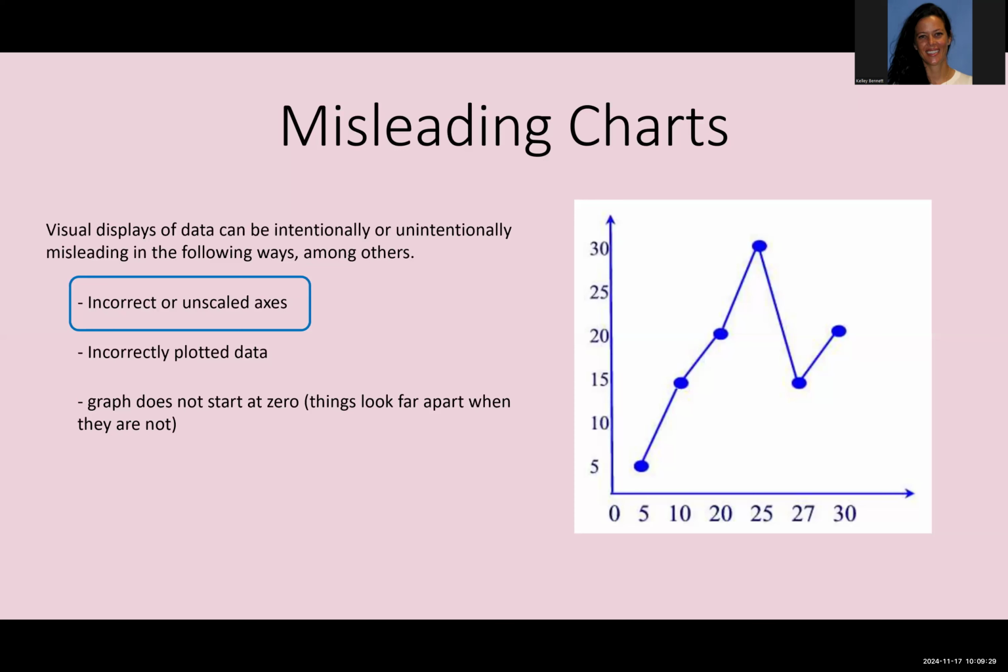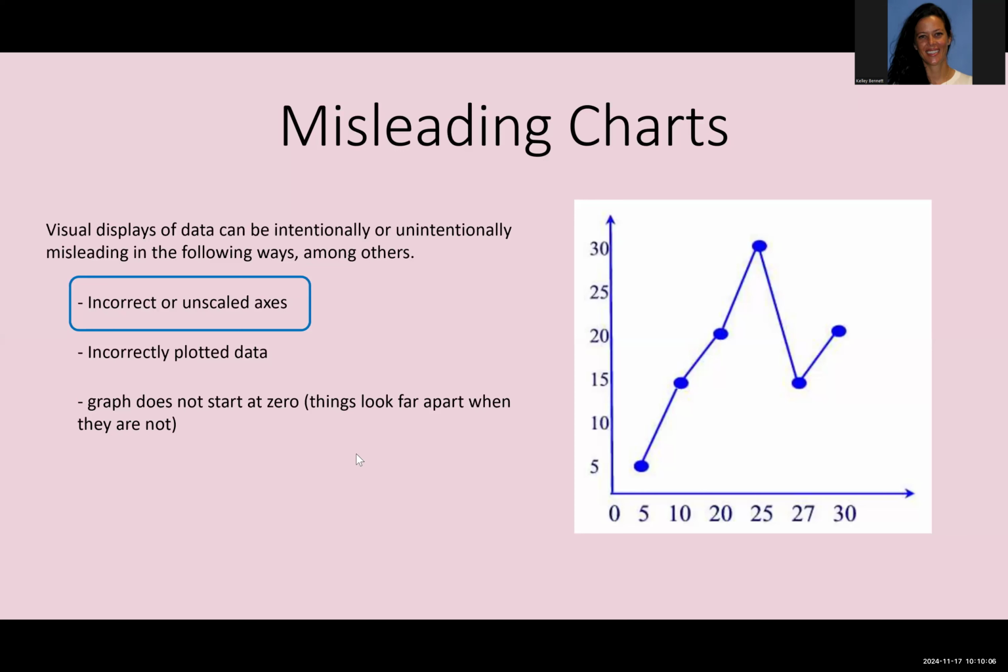And then it goes 25 to 27, so only a jump of 2. And then 27 to 30, a jump of 3. And when you are labeling your x and y axes, physical space is supposed to be representative of some sort of measure. So if you look at the y-axis, they're evenly spaced out and they all jump by 5. So that space in between represents 5. On the x-axis, all the numbers are evenly spaced out, but the distance between them is changing. And so that's an incorrect or unscaled axis.